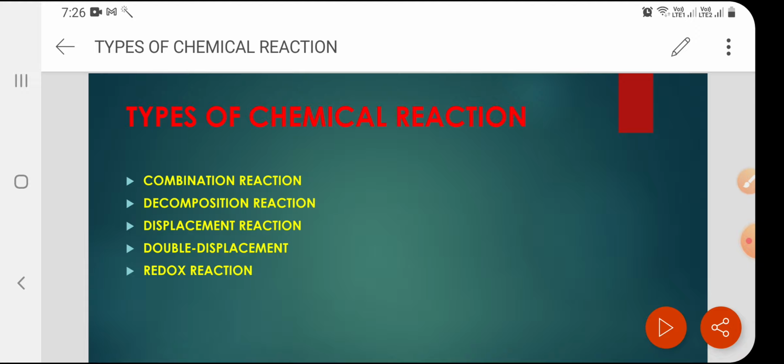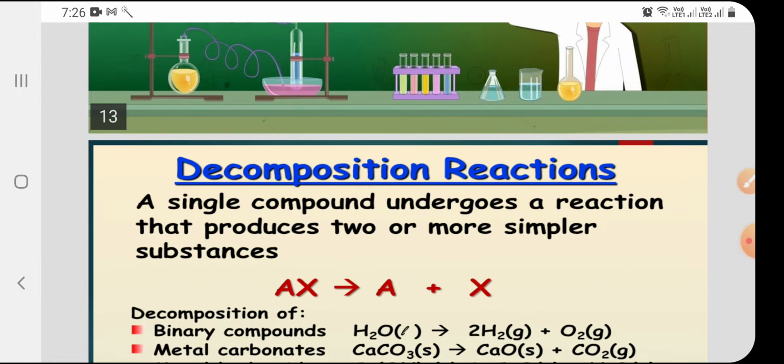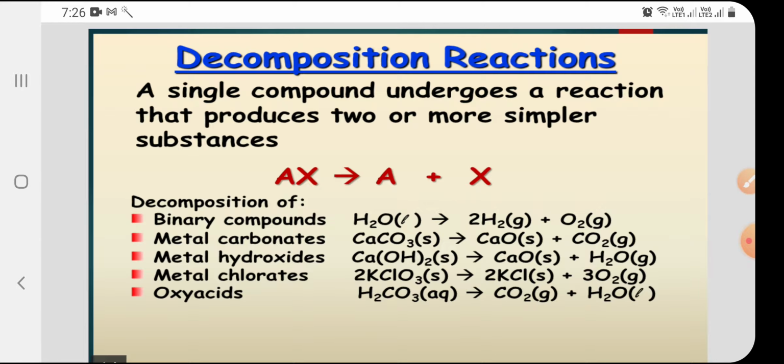So now let's start. When we are saying decomposition reaction, composition means something is made, and de means, when we are talking about deformation, to break. So decomposition reaction is that reaction in which something is broken. Okay, so now let's start the decomposition reaction. Now what is decomposition reaction?